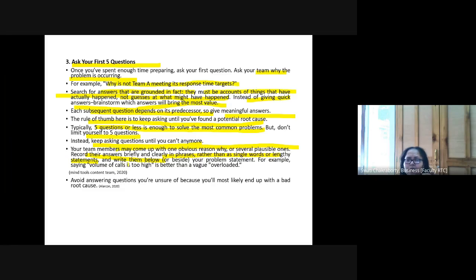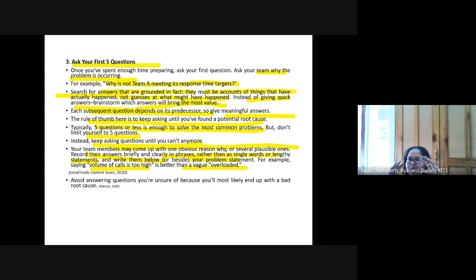And then write all their answers down beside your problem statement. For example, instead of saying the volume of calls is too high, that is better than something which is called overloaded. It should be precise. What you're writing should be easy to understand, in simple words, and that's much better.